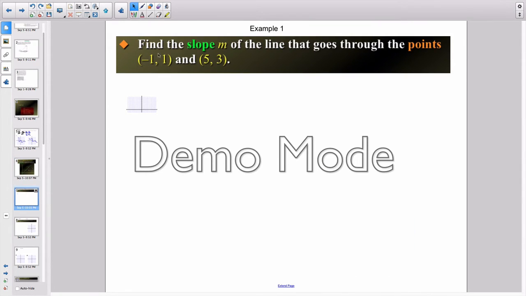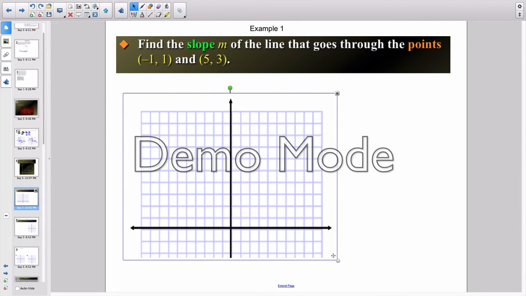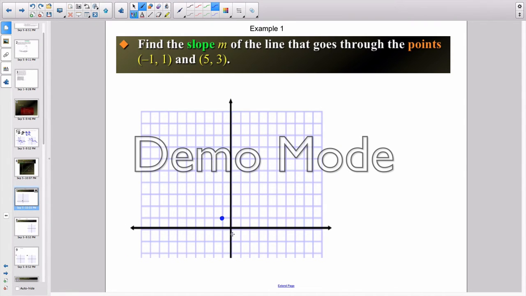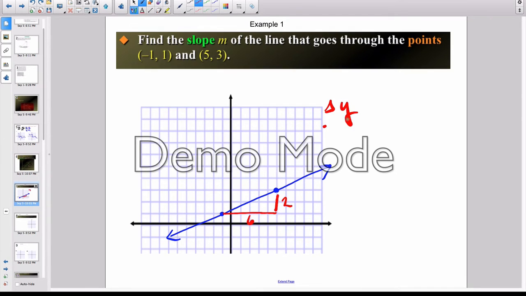Alright, so like I said, I like to marry the picture with every idea that we learn, if possible. So we have (-1, 1) and we have (5, 3). So that's there. So this is the line that goes through those. I want the slope, and that's a horizontal change of 6 and a vertical change of 2. Change in y over change in x is 2 over 6, and it's going up. They're both positive. That simplifies to 1/3.